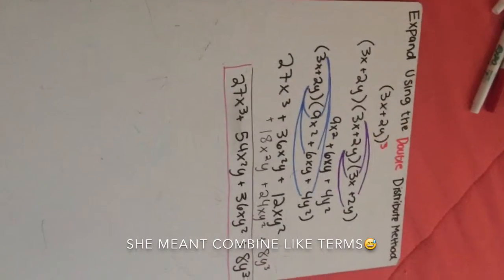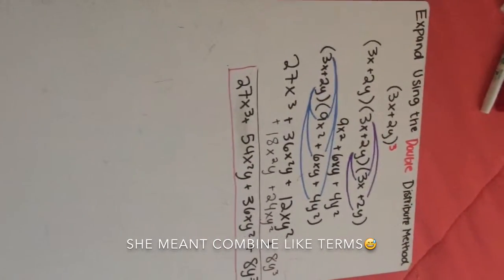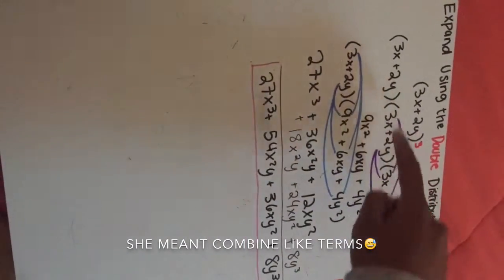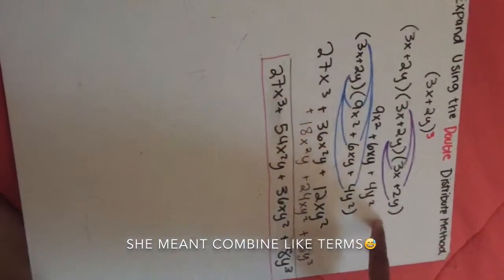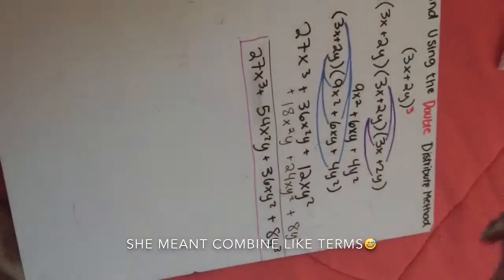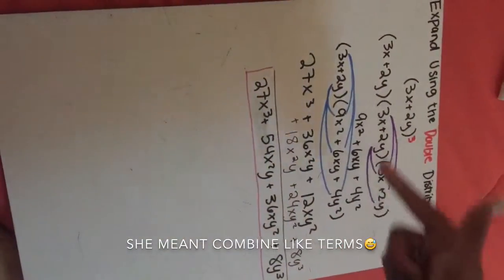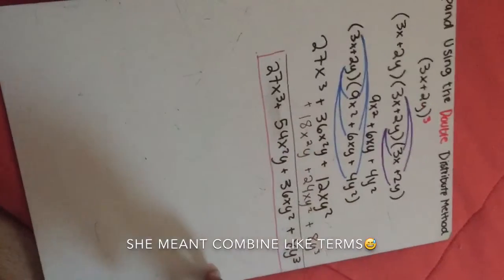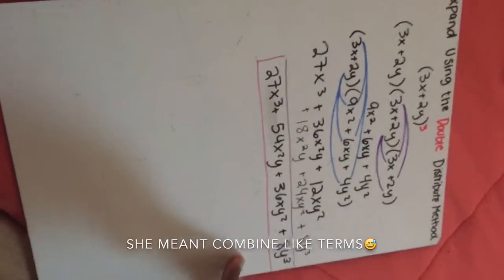Okay, so the problem that we are presented with is to expand using the double distribute method. The equation that we have is (3x + 2y)^3. You write that out 3 times and you distribute the last 2 first. Once you simplify it out, you bring down the other one and then you distribute again. You triple distribute, and once you triple distribute, you're going to get a trinomial. Once you get the trinomial, you add to both sides, and after you simplify, you get this equation.